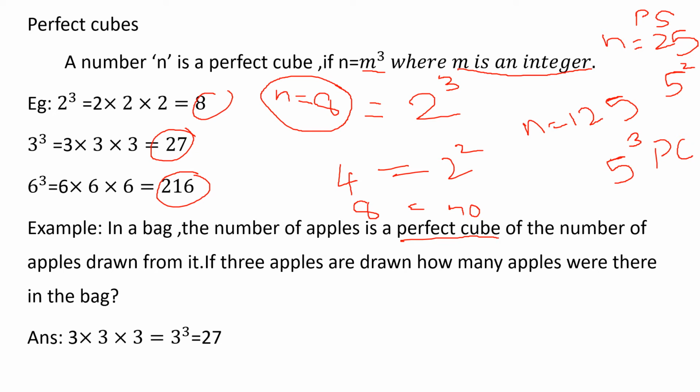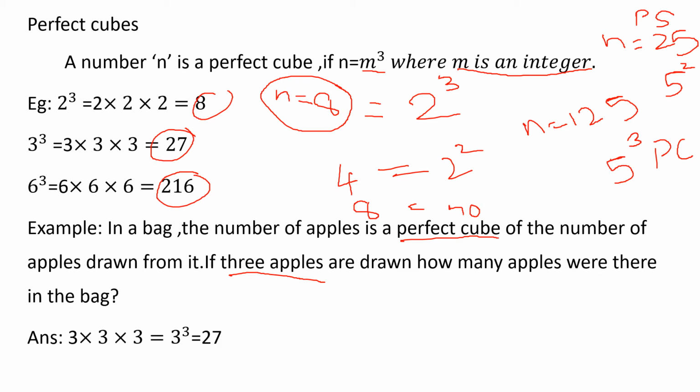So I have kept some apples in your bag, and you're asking me, ma'am, how many apples are there in my bag? And I'm saying the number of apples is a perfect cube of the number of apples drawn from it. If three apples are drawn, how many apples were there in the bag? Can you understand this question? If I take three apples from your bag, I'm representing those three apples as 3 cube.